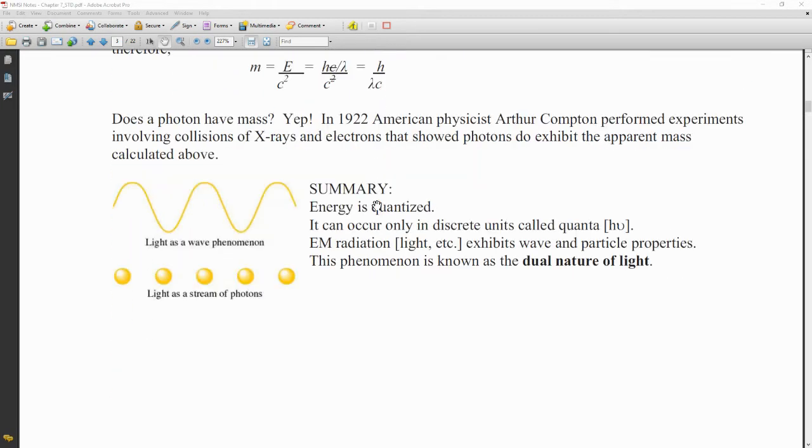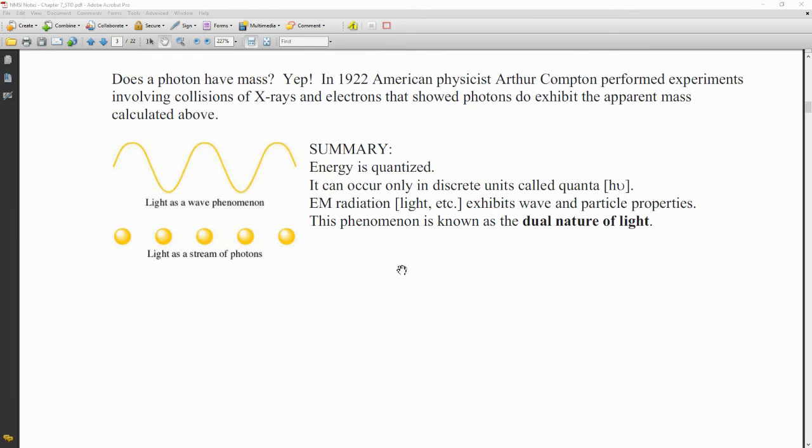So there's some theory here, okay, and basically it comes down to the fact that in summary here, you'll notice it says energy is quantized, meaning it's in these specific amounts. It can only occur in discrete units called quanta. Okay? And electromagnetic radiation or light exhibits wave and particle properties. And this is what we call the dual nature of light, or the wave particle duality of light.